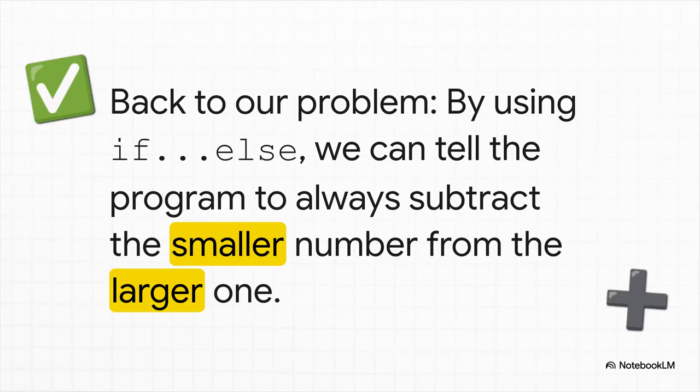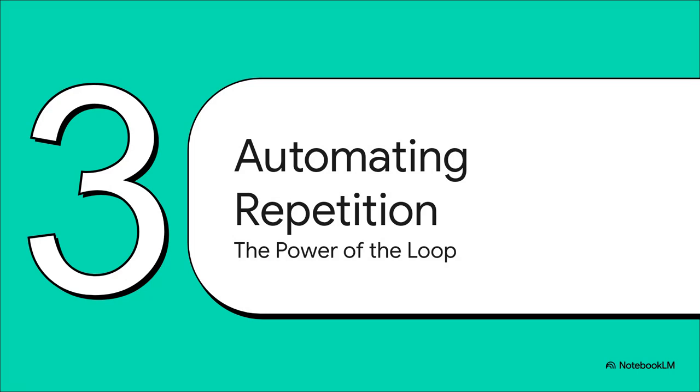And just like that, bam, we've solved our original problem. By adding a simple if-else decision, we can tell the program to always subtract the smaller number from the bigger one. The program can now change its behavior, which makes it way smarter and way more useful. Okay, making decisions is super powerful, right? But what about stuff we need to do over and over and over again? Well, that's where our next tool comes into play.